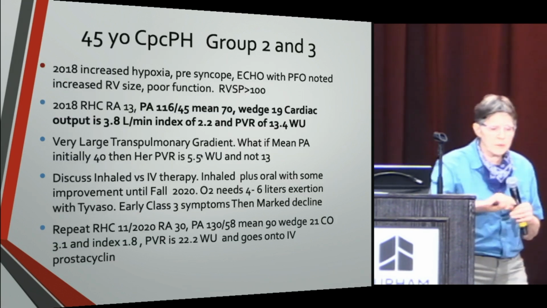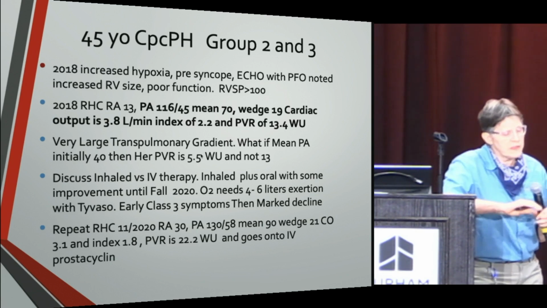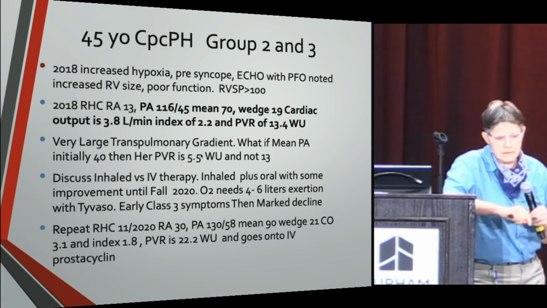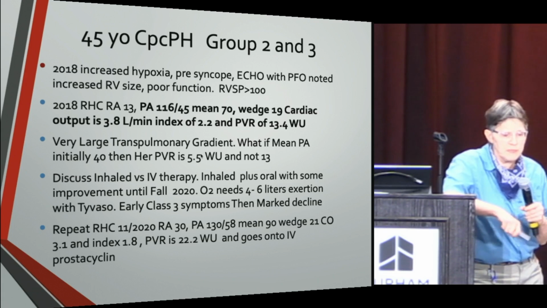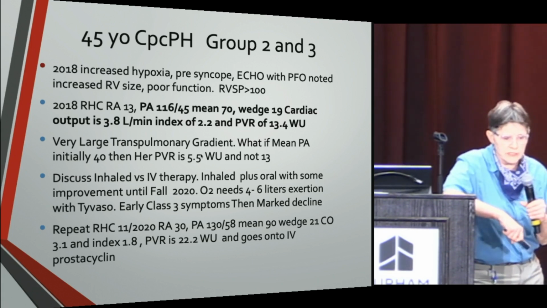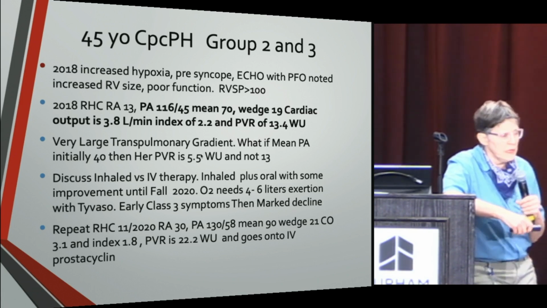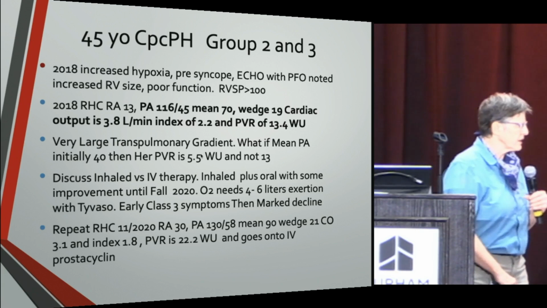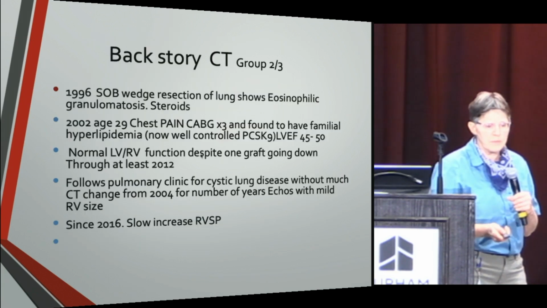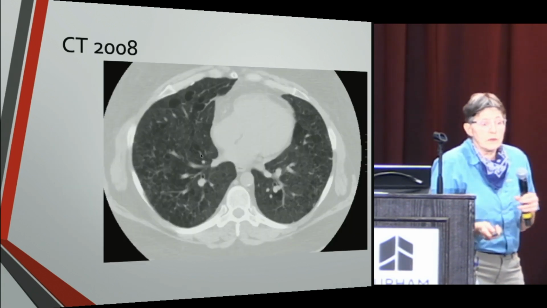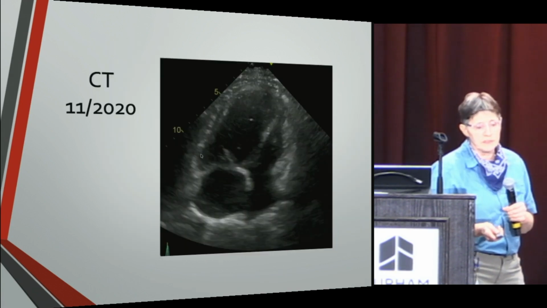So we put her on therapy. She did well for a couple of years. Then she came back in terrible distress, and we repeated a right heart cath, and it's actually worse and not better, unfortunately. So PVR is now 22, her cardiac index is terrible, and we move on to IV prostacyclins with a little bit of trepidation given her lung disease, right? What is going to happen to this?